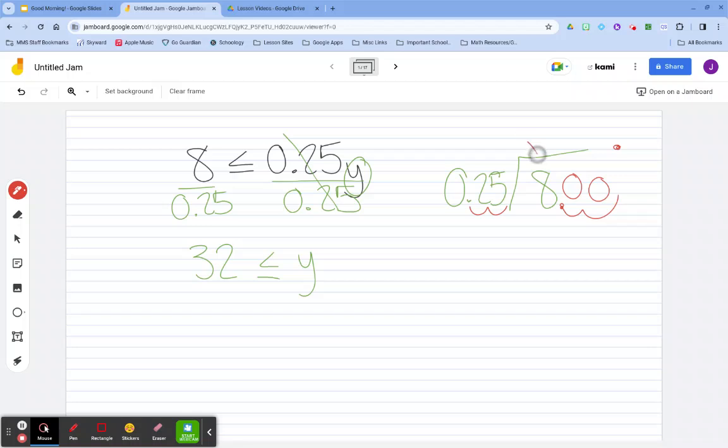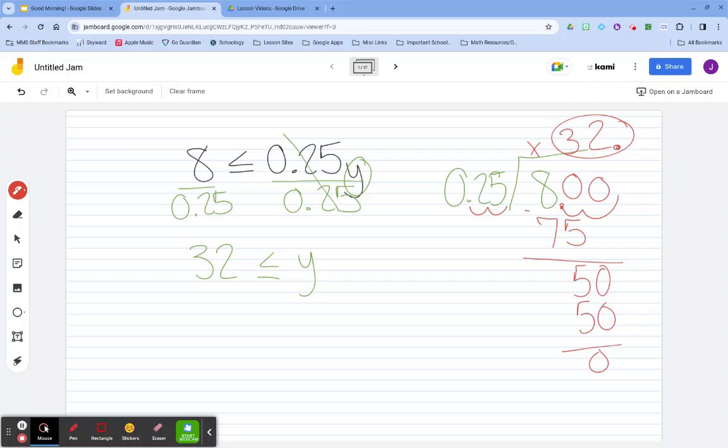So 25 cannot go into 8, but it could go into 80 3 times. 3 times 25, so think about quarters. If you have 3 quarters, you have 75 cents. So we would have 5 left over. Bring down the next number, which is a 0. 25 can go into 50 twice, which is 50. And we are done. So that is where our 32 would come from.